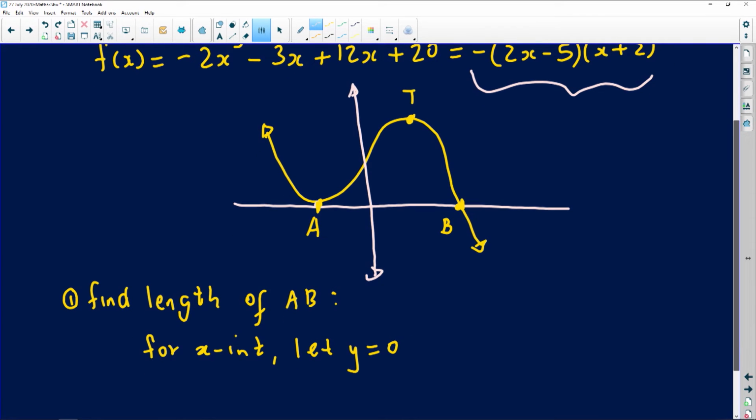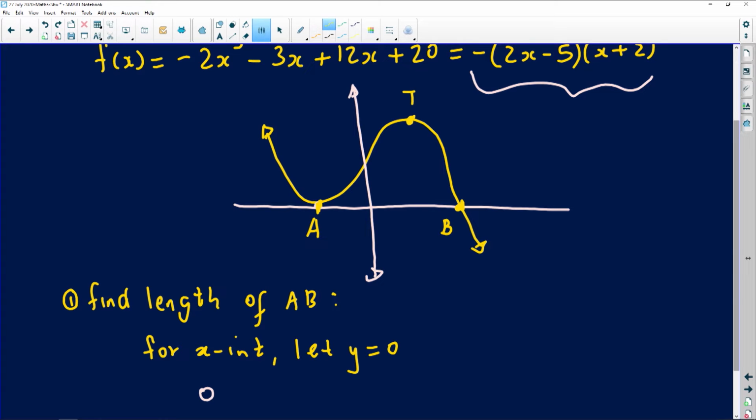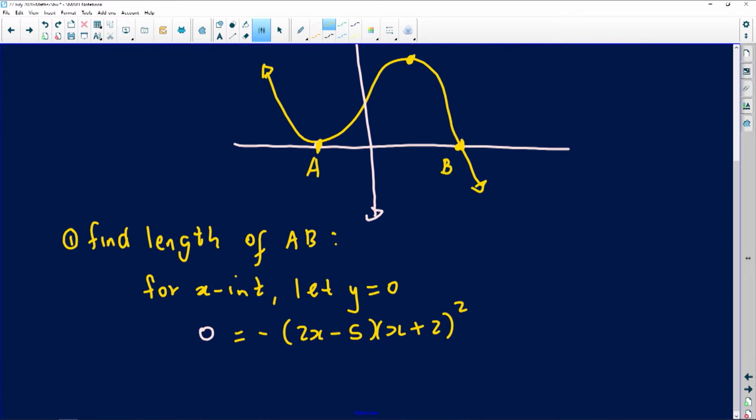and then solve for x. So you'll agree with me when we put 0 and we equate that 0 to (-2x - 5)(x + 2)², our x values will simply be x = 5/2 or x = -2, right? See, this is what we're going to end up with.